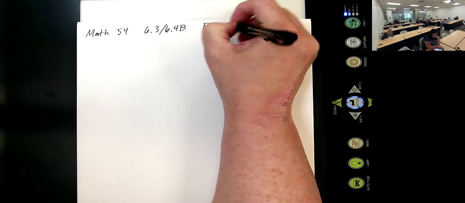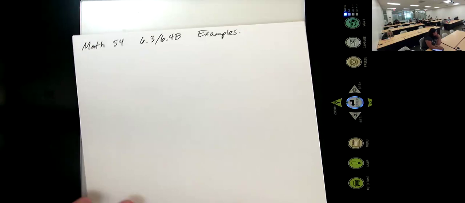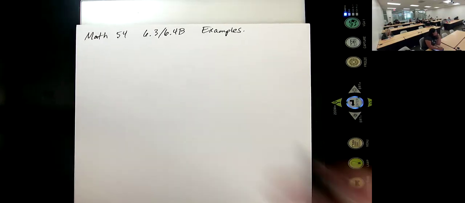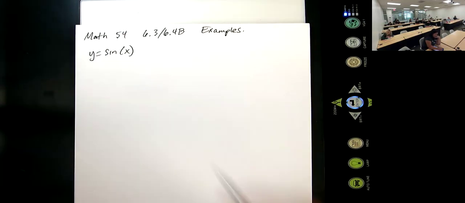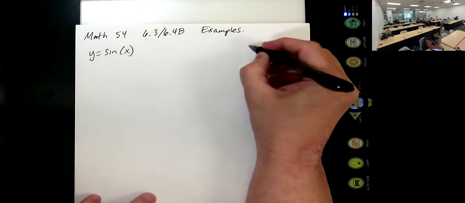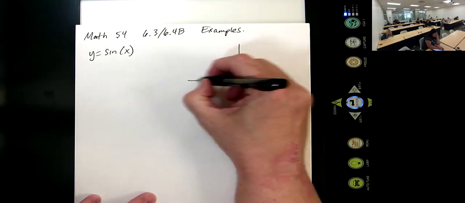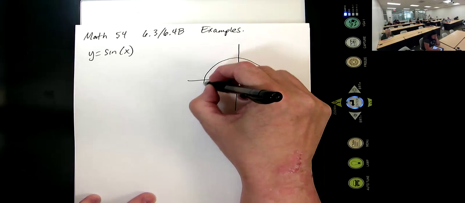We went over all the rules and definitions and all that stuff no one likes to write down. Let's just go straight to the basics. In fact, let's do the basic y equals sine x. I'm gonna throw up a little picture of my unit circle over here, with just the 90-degree angles written in.